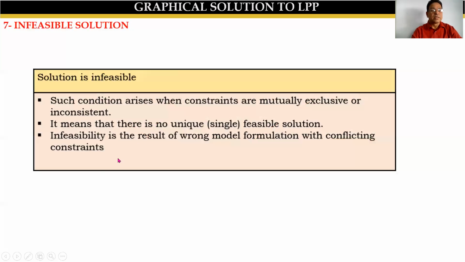We can write the conclusion that this problem is infeasible. This cannot be a practical problem, and infeasibility is the result of wrong model formulation with conflicting constraints. The constraints are not properly formed, so the question itself is not proper. That's why we are getting infeasibility.